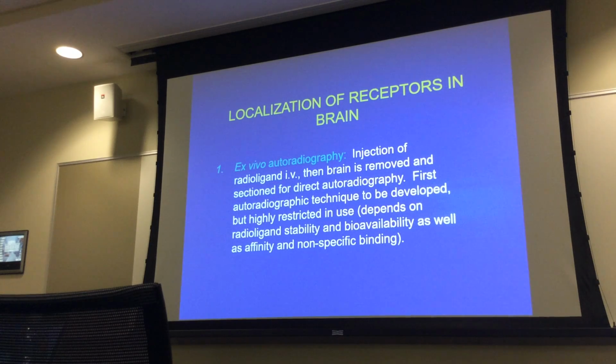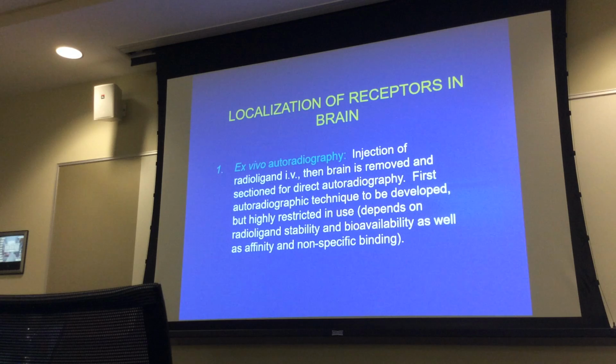So how do you do these kinds of experiments technically? The first technique that was used many years ago, and it's still used, although it's much less common, is a technique which is now known as ex vivo autoradiography. And what you did is you took your animal, you don't use humans for this for obvious reasons. You inject the radioligand IV.